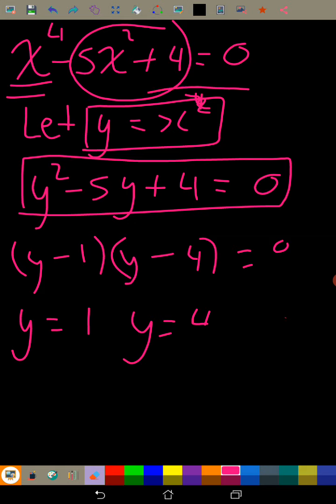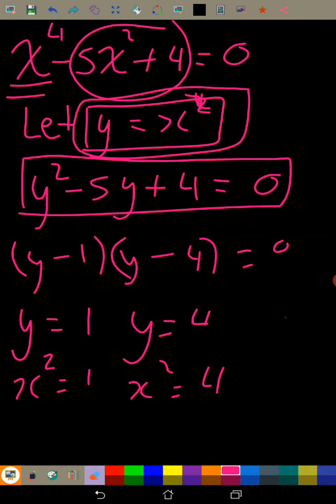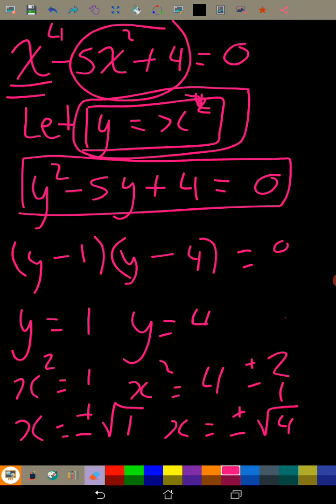But since we used y is equal to x squared, we have x squared is equal to 1 and x squared is equal to 4. When we want the value of x, we have plus or minus root of 1, and plus or minus root of 4. It will give you 2 here, so plus or minus 2, plus or minus 1. So these are the solution sets for this.